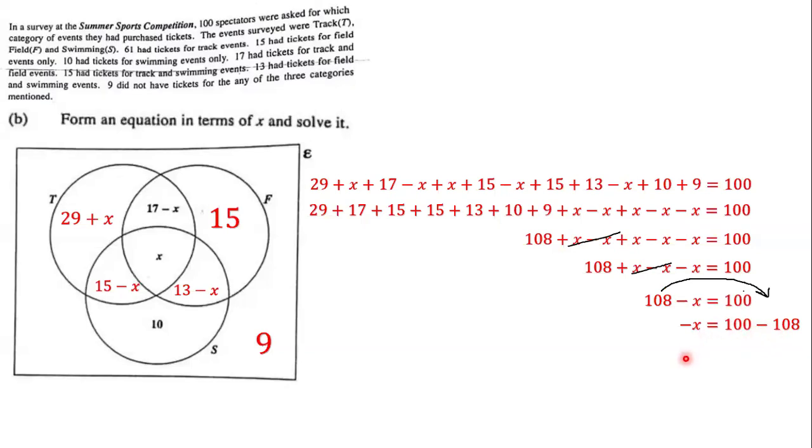And so what do we do here? Well, we subtract. 100 minus 108 gives us negative 8. We divide both sides of this equation by negative 1, and this negative cancels with that negative, and we are left with x equal to negative 8 divided by negative 1. And so x is equal to positive 8. So remember that x is equal to positive 8.